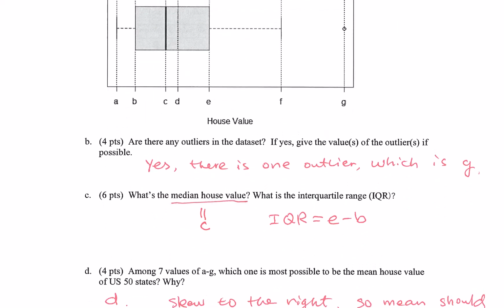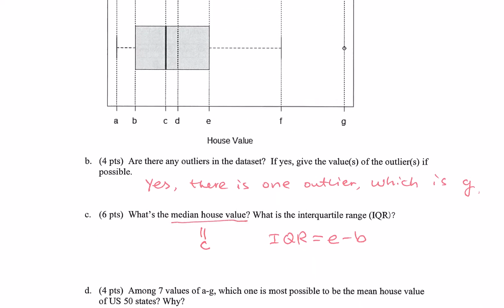Okay, take a look. So are there any outliers in the data set? Yes, because G is the outlier. Okay, and then what's the median house value? So median is C. And what is IQR? IQR is basically Q3 minus Q1. So in our case, it is E minus B. Okay. And among the 7 values A to G, A, B, C, D, E, F, G, which one is most possible to be the mean house value of the US 50 states and why?